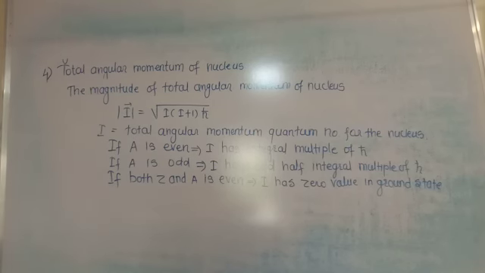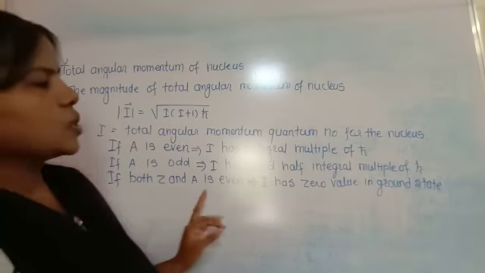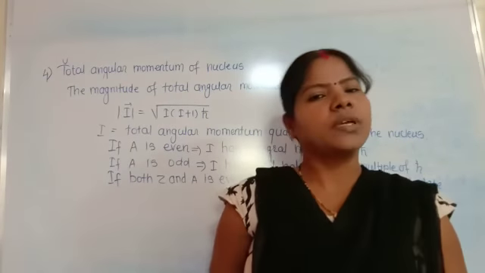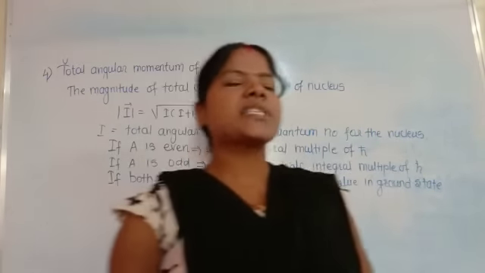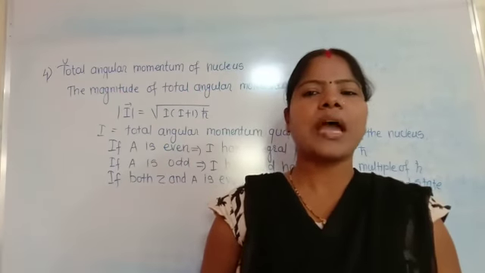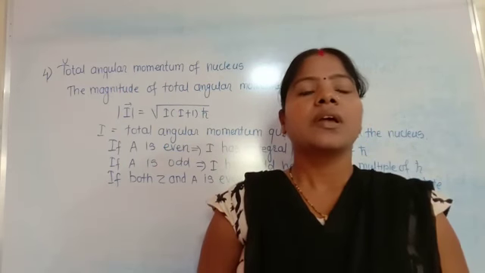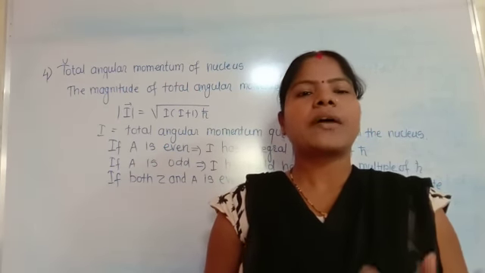So this is about the total angular momentum of the nucleus, that is the fourth part of the angular momentum of the nucleons. In the next class we will study the magnetic moment of the nucleus, and after that there is one topic remaining. In this way our first unit is completed after the 2 lectures.